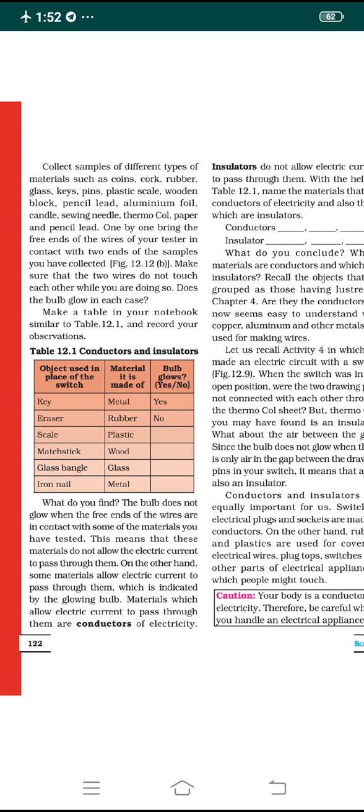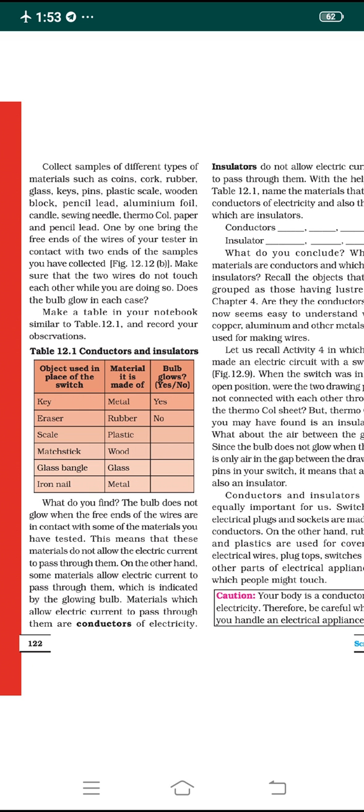So, objects which are used in place of a switch, what material it is made of, and whether the bulb glows or not. What do we find out? The bulb does not glow when the free ends of the wires are in contact with some of the materials which we have tested. For some of the materials we collected, the bulb does not glow at all when connected to the free ends of the wire. So it means that these materials do not allow the electric current to pass through them.